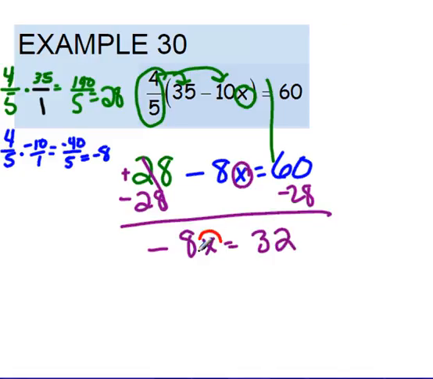And last but not least, we are going to inverse this coefficient, which is multiplying on the variable. The opposite of multiplication is division, so we're going to divide by negative 8 on both sides, and that will leave us with x equals negative 4.